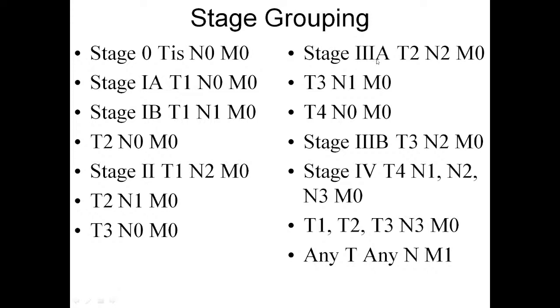Stage 3 has a large growth of the tumor. For example, T2, T3, T4, and has nodal metastasis, N2, N1 metastasis, but no distant metastasis. It's stage 3. And stage 4 has a large growth of tumor, metastasis of the nodes and lymphatic nodes, and has distant metastasis. It's stage 4.